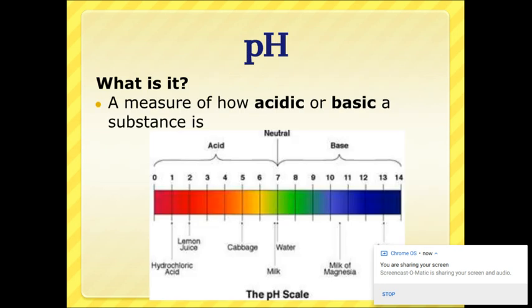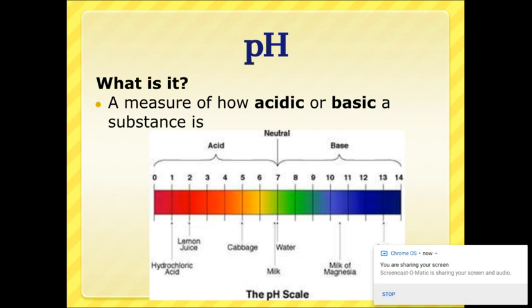I'm sure a lot of people have heard of pH. pH is the measure of how acidic or how basic a substance is. If you take a look at this picture, you'll see that the pH runs from 0 to 14. Between 0 and 7 is an acidic substance, and between 7 and 14 is more basic. You'll see some examples there.